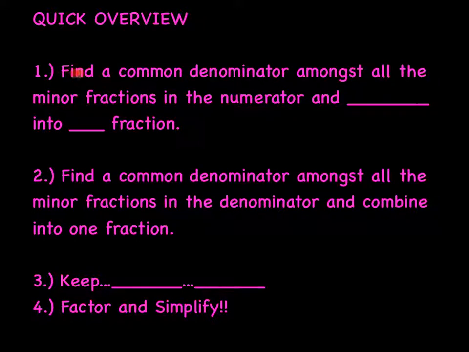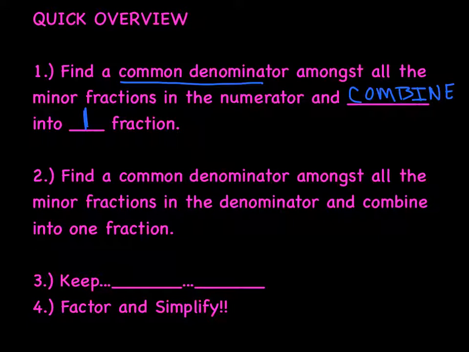So the first thing we're going to do is find a common denominator amongst all of the minor fractions in just the numerator. Notice we're focusing on just the numerator. And then combine them into 1 fraction. There might be 2 minor fractions, there might be 3, there might be 4, who knows how many. My goal is to get a common denominator and combine them all into just 1 fraction.